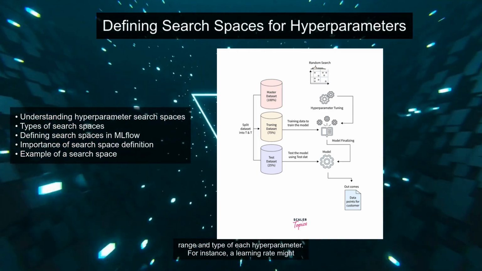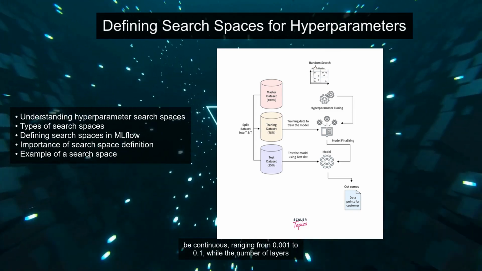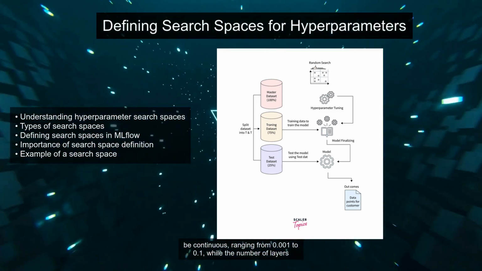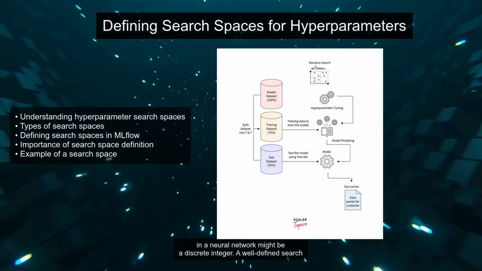When defining a search space, consider the range and type of each hyperparameter. For instance, a learning rate might be continuous, ranging from 0.001 to 0.1, while the number of layers in a neural network might be a discrete integer.